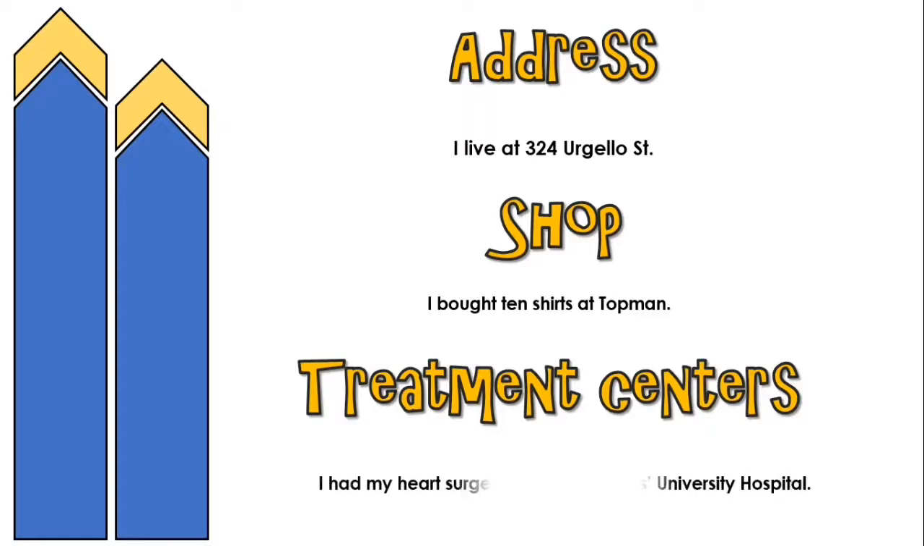Next is treatment centers, or places that give treatment as their service. For example, I had my heart surgery at Cebu Doctors University Hospital. Please do not be confused in using the preposition at and the preposition in, because when we use the preposition in, we do not specify the exact name of the place.